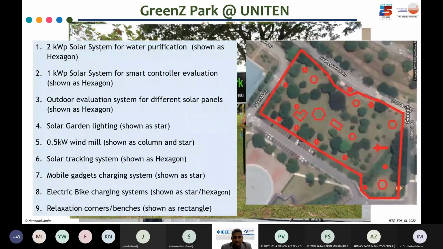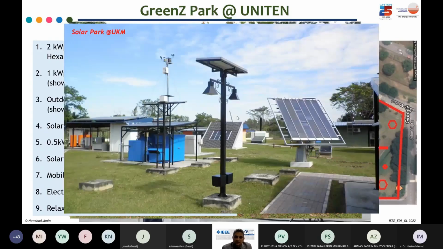And this is the list of the lineups that we are going to set up in this small park. For example, solar energy systems for water purification, garden light, and also some sort of microgrid here with the gazebo, etc., and also bike charging stations. I hope that by the end of this year, you can see a lot of installations in this park. I think UKM had a similar kind of park in the past, but I think it is already dismantled. So I think you can enjoy our one, almost in a similar pattern.